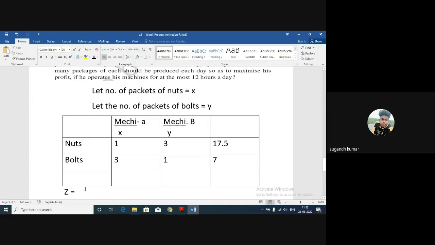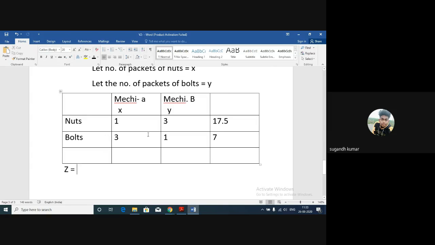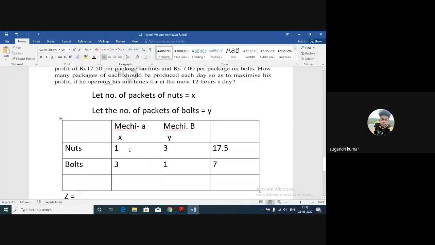So we can add both machine A nuts and bolts now. Yes, we can. 4x plus 4y equals 24.5, because both the profits will be added. Sir, 12x plus 36y is equal to 17.5 because the time is 12 hours, no? No, sir. 4x plus 4y equals 24.5. So you're adding for nuts and bolts and the profit.